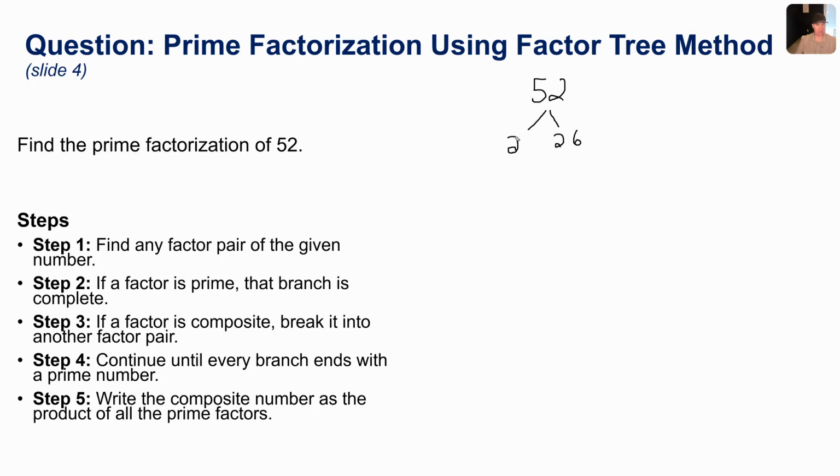Now, what we can do here is I would circle the prime number, the number 2 here. And since this is a prime number, your branch is complete. And that's where the circling part comes in. That lets us know that we've completed the branch. Now, step 3 says if a factor is composite, we can break it into another factor pair. So 26 is also even. So I like to then factor the number 2 here, again, the smallest of the prime numbers. That ends that branch. And 2 times 13 is 26.